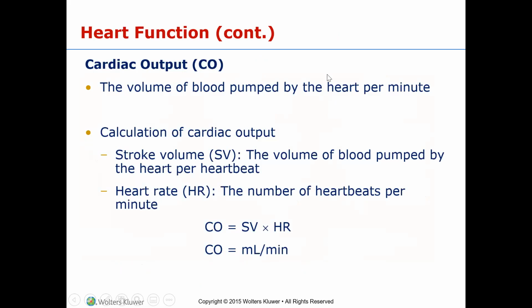When we measure cardiac output, it is determined by the volume of blood pumped by the heart per minute. It consists of two parts, the stroke volume and the heart rate. The stroke volume is the volume of blood pumped by the heart per heartbeat. And the heart rate is the number of heartbeats per minute. So to get the cardiac output, you take the stroke volume and multiply it by the heart rate, which is measured in minutes.